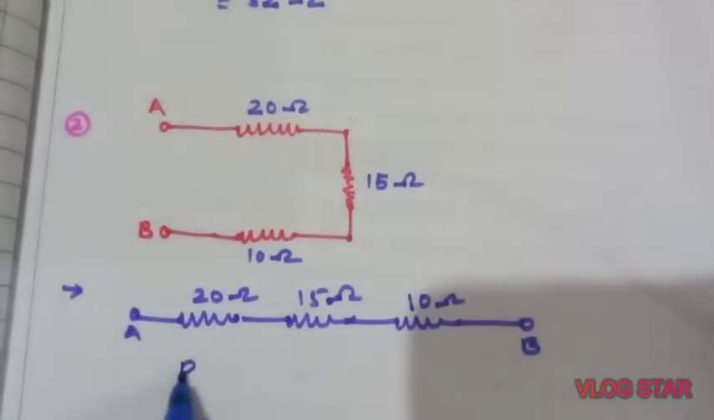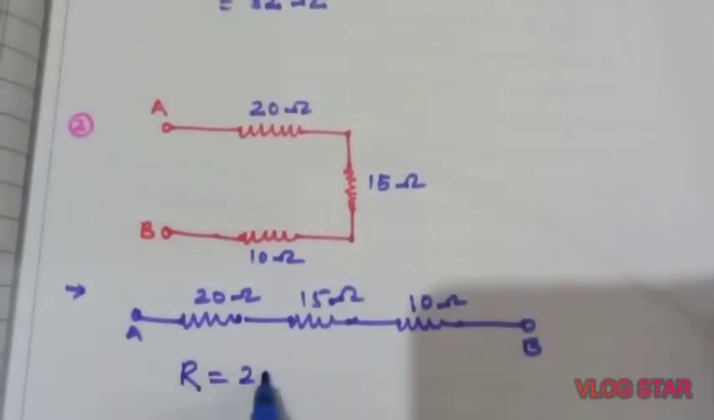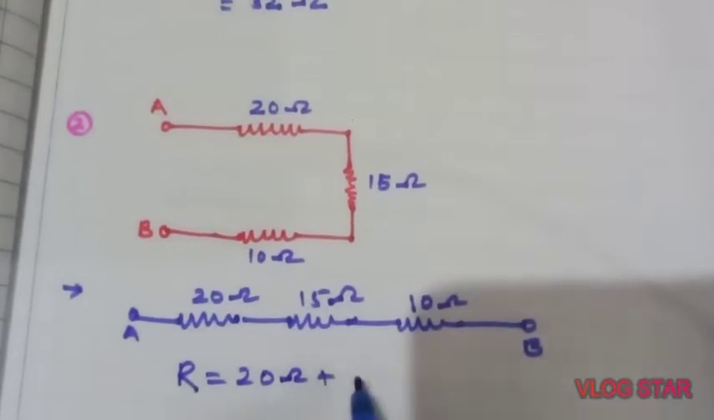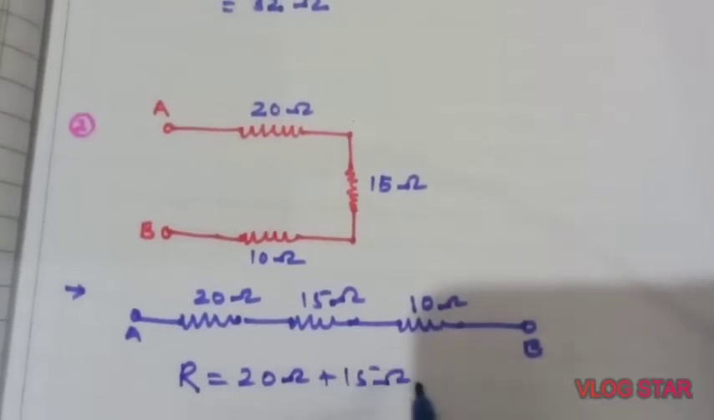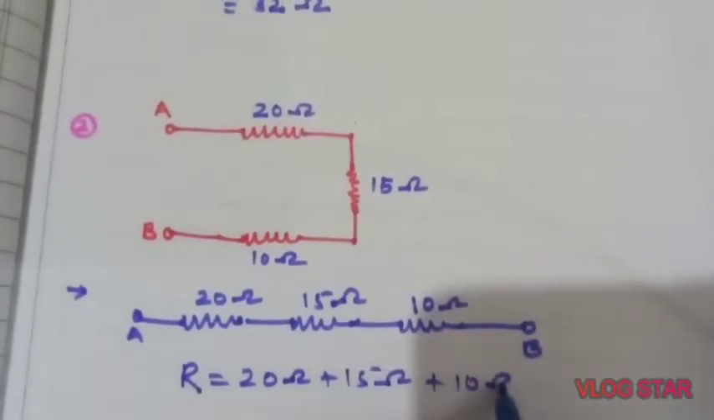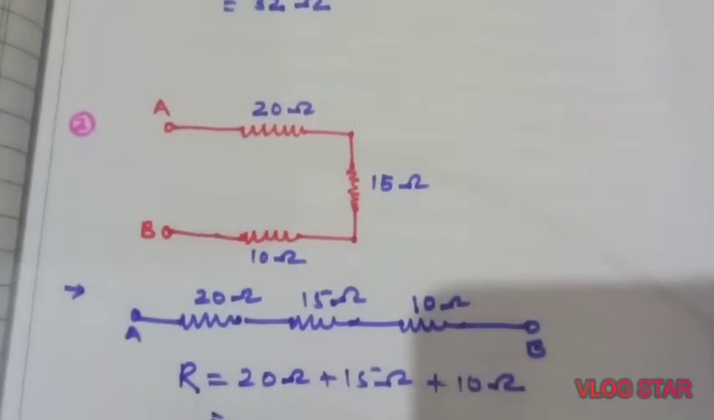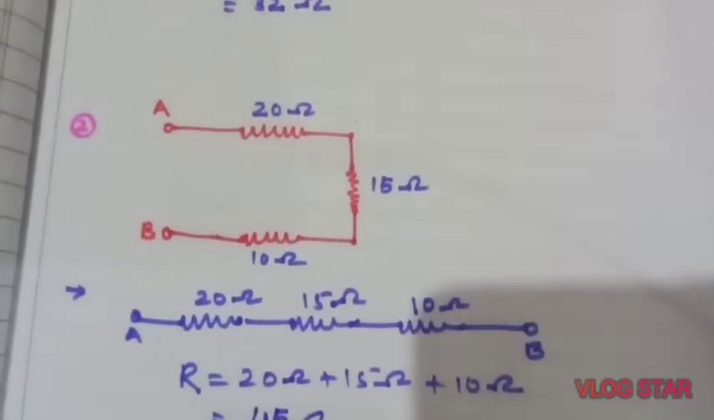R is 20 ohm plus 15 ohm plus 10 ohm. No need to write the unit actually. So the total comes to 30, 40 and 5, 45 ohm. This is because the resistors are connected in series.